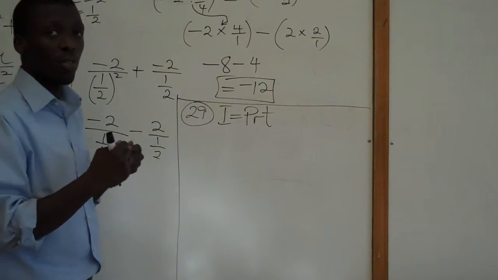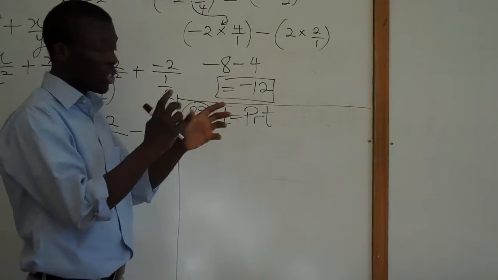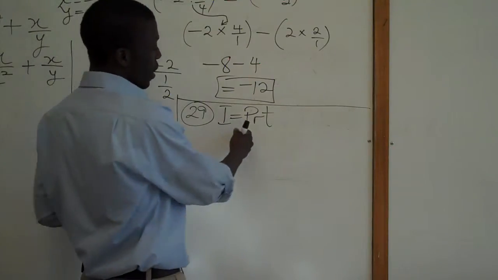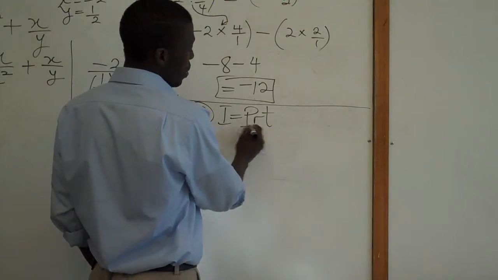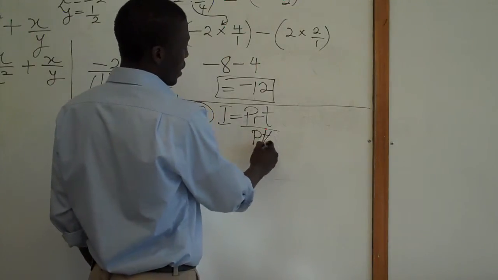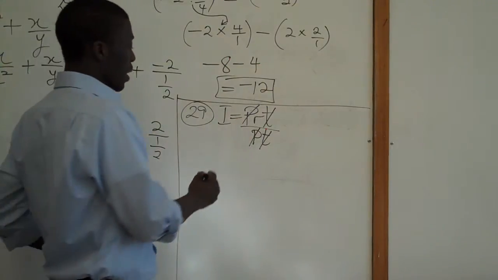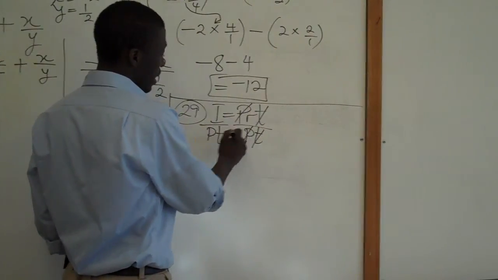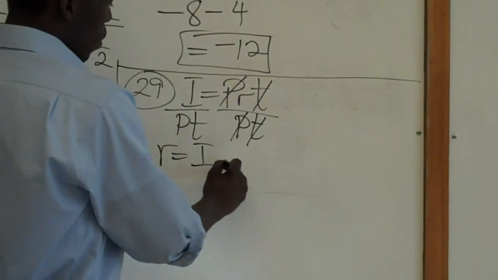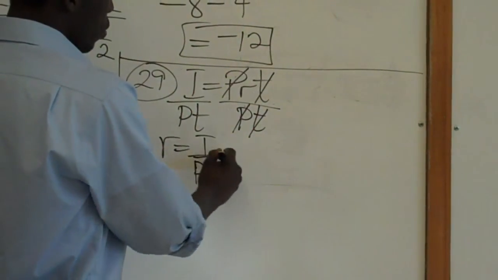So you use the principles of mathematics to deal with every other term on the right side of the equation. And so here you simply divide by PT, because that way you cancel out PT. But then you need to do the same thing on the left side, so you divide here by PT. So R is equal to I over PT. That's how you solve this problem.